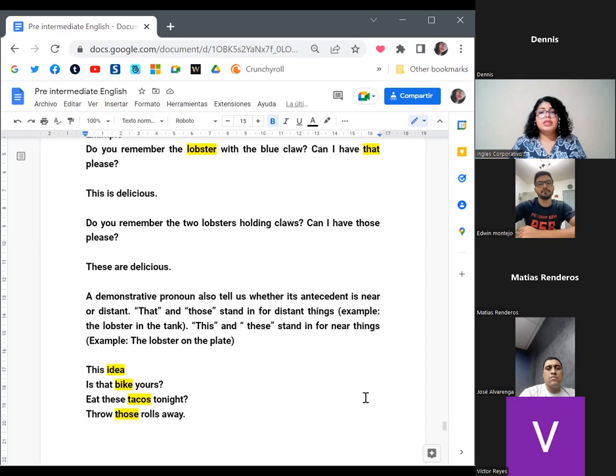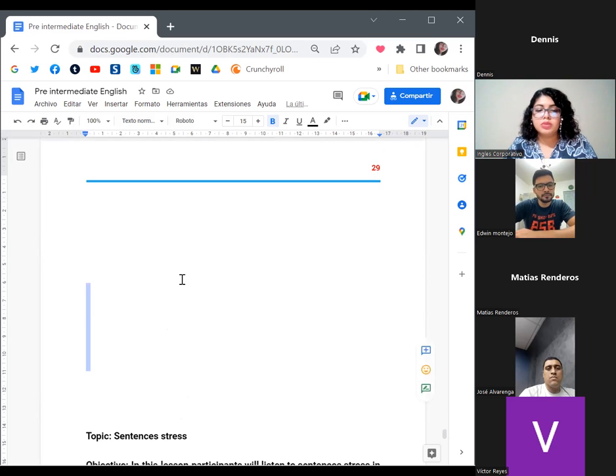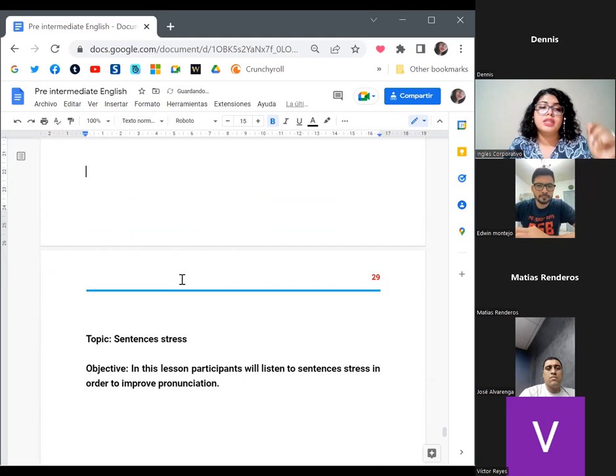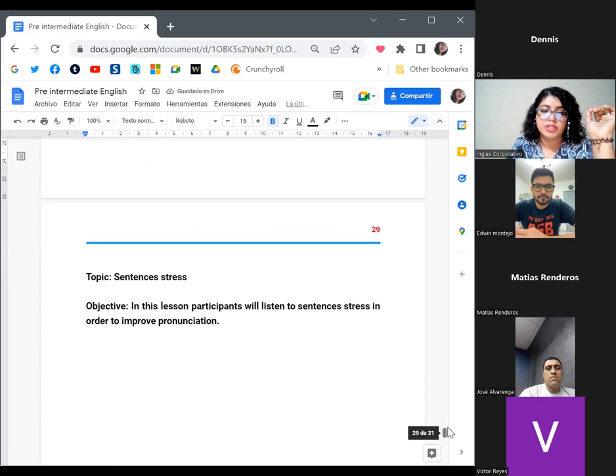So this topic of the demonstrative pronouns is not very long, because we just have these exercises or examples which we can use in daily conversation, but it's not very complicated. So now we are going to leave this topic with those examples. And we are going to see this one, because this is important for us, because we need to improve our pronunciation.